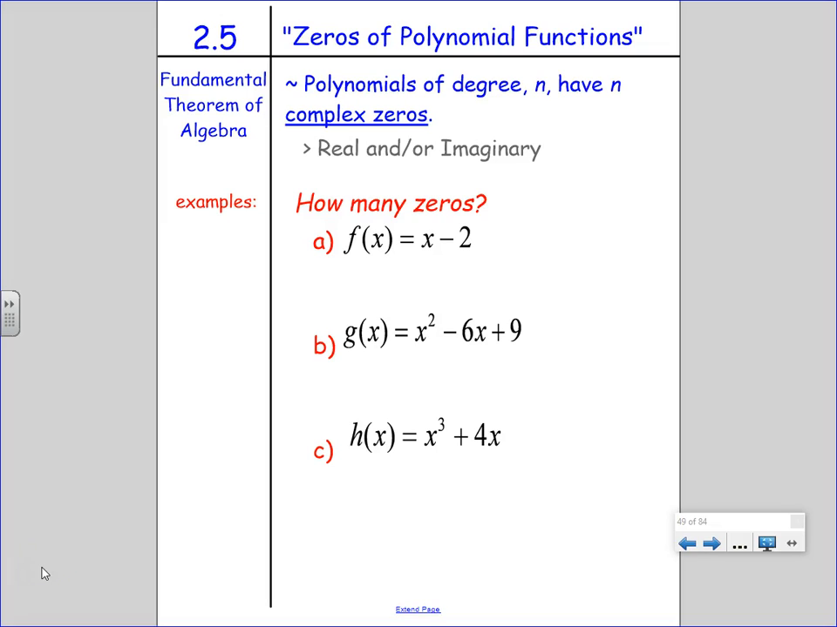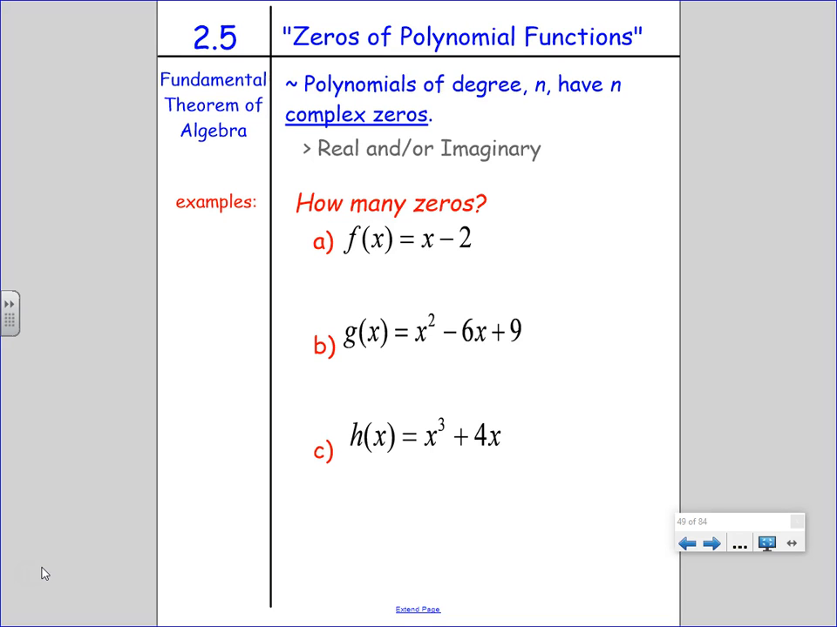However, hold on. First, didn't we, in section 2.3, talk about how many zeros a polynomial could have at most? We said they could have at most this many zeros. And we talked about these different examples of how parabolas might not even hit the x-axis, so then they don't have to have zeros. But what does this statement say? Polynomials of degree n have n zeros. Wait, n zeros?